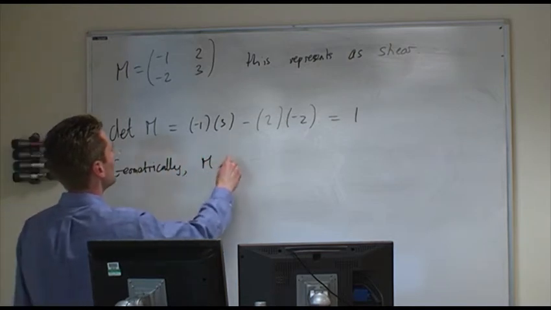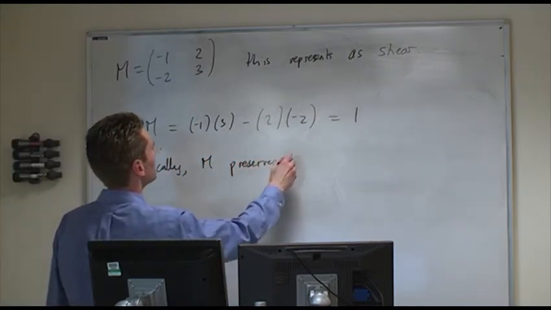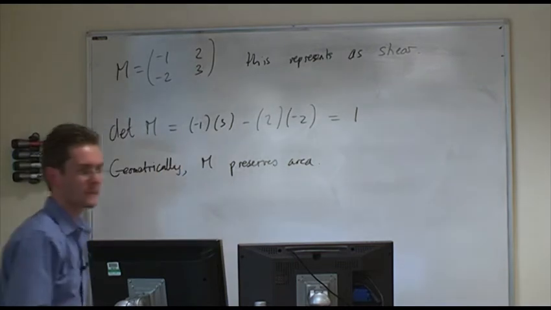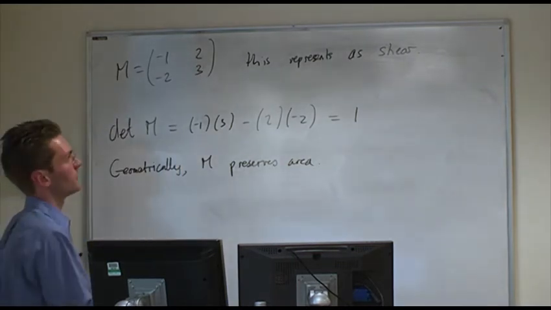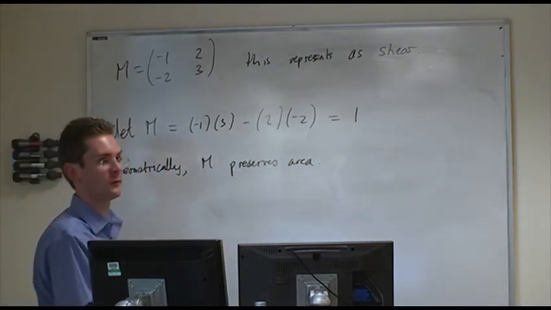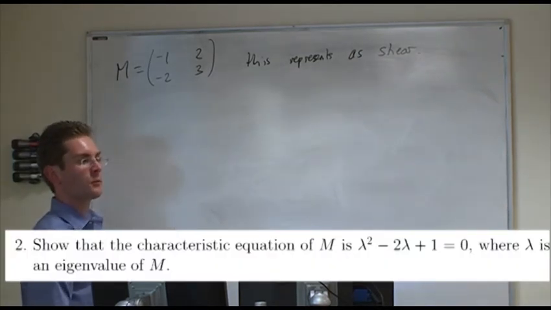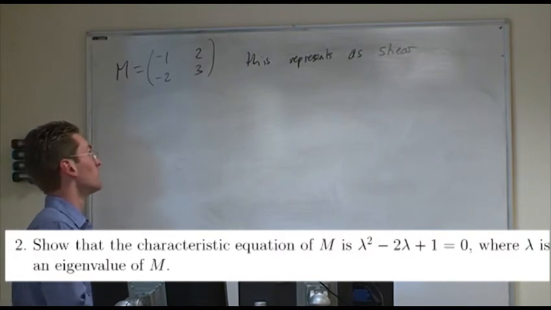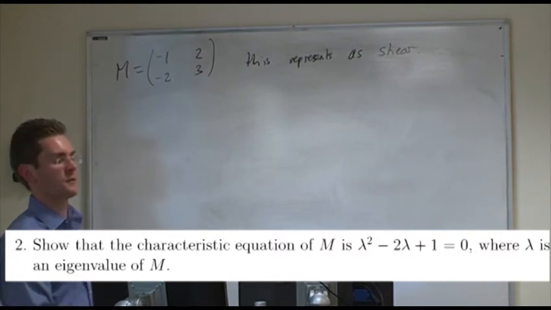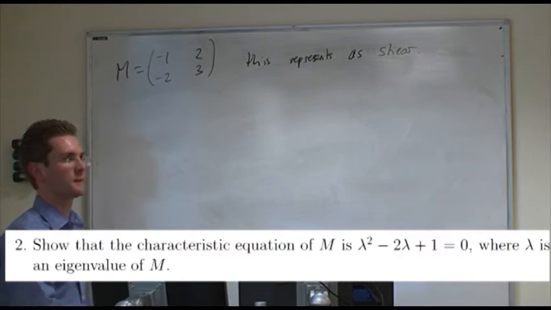Geometrically, m preserves area. We expect that because we're told it's a shear, and shears always preserve area. The question then goes on and asks us to find the characteristic equation, and actually tells us what we're aiming for. So, let's find the characteristic equation and then check that we get the expected answer.